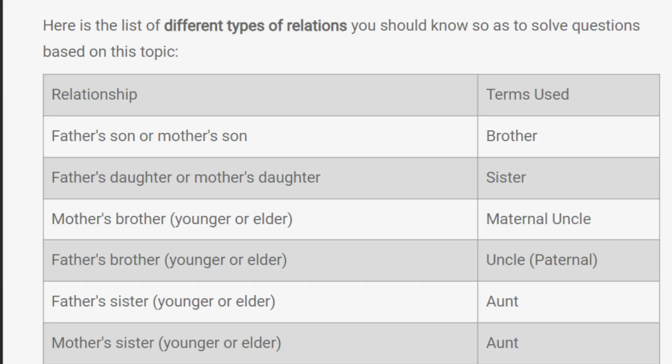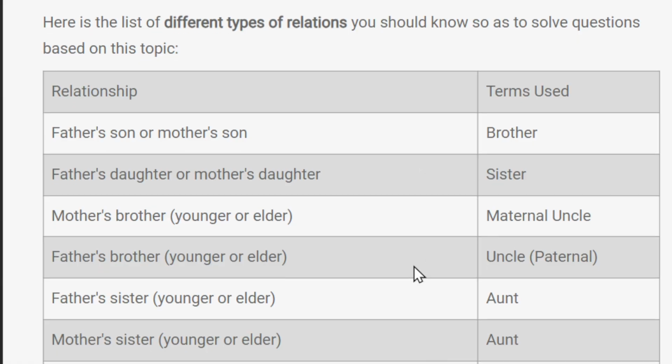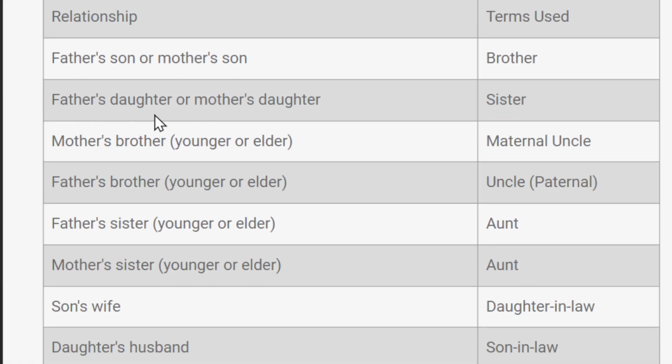Okay, here are some examples for you. Relationship and the term used. The first one, father's son or mother's son, is your brother. These are very simple questions, so don't get confused. When your father and your mother have a son, it is your brother. Same, father's daughter and mother's daughter is your sister.